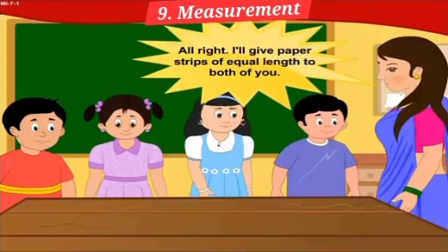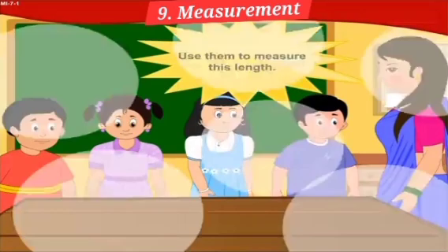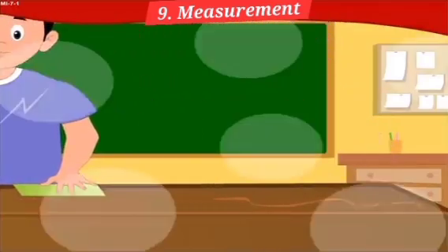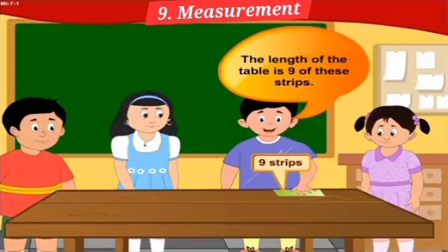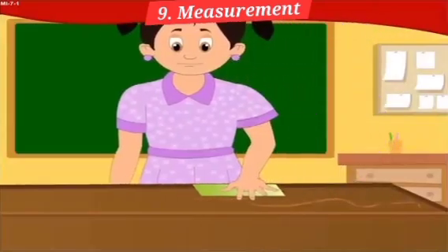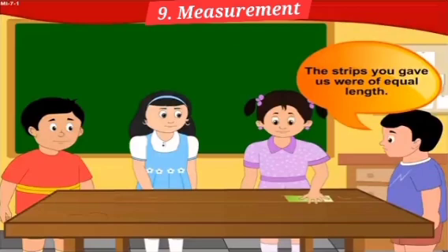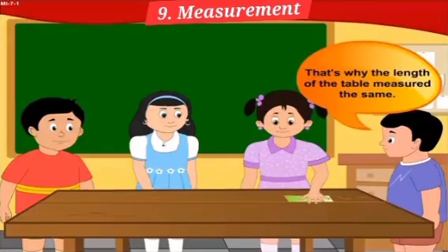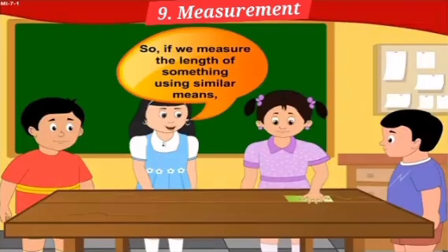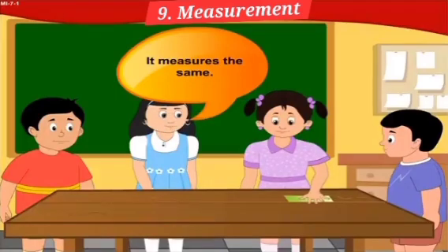All right. I'll give paper strips of equal length to both of you. Use them to measure this length. The length of the table is 9 of these strips. But when I measured it, it was 9 strips too. The strips you gave us were of equal length. That's why the length of the table measured the same. So, if we measure the length of something using similar means, it measures the same.